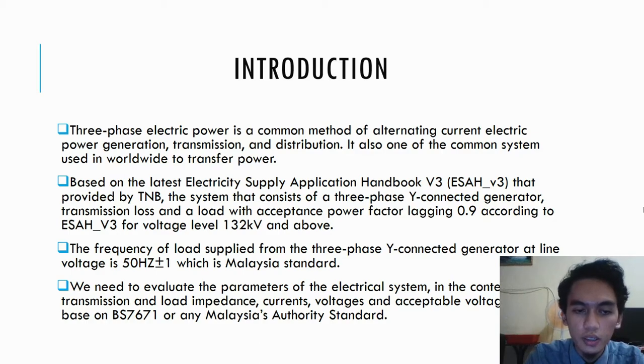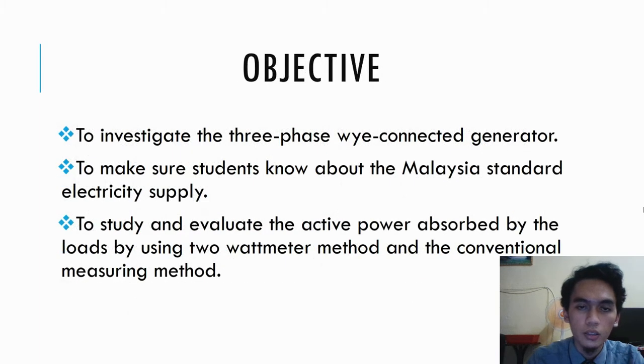is the Malaysia standard. We need to evaluate the parameters of the electrical system in the context of transmission and load impedance, current, voltage, and acceptable voltage drop based on BS 7671 or any Malaysia authority standard. Our objective for this project is to investigate the three-phase Y-connected generator to make sure students know about the Malaysia standard electricity supply, and to study and evaluate the active power absorbed by the loads by using the two wattmeter method and the conventional measuring method.